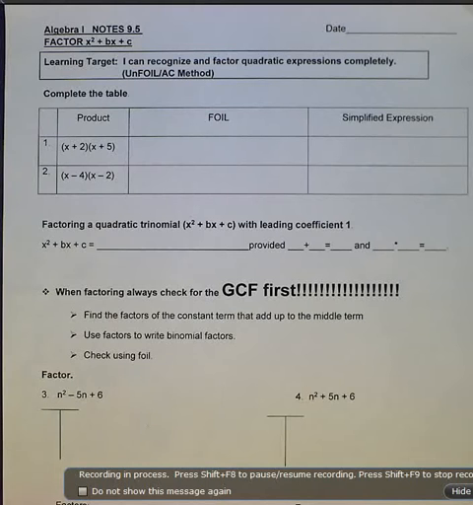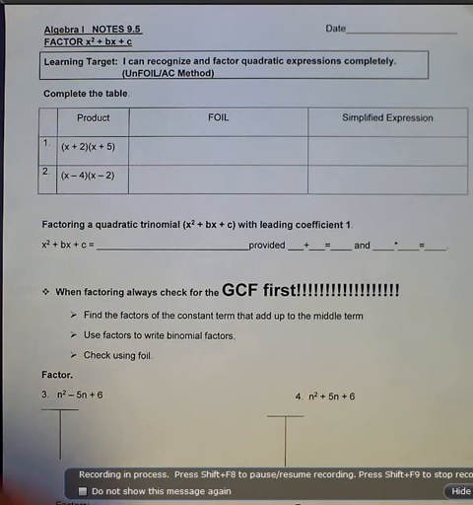Okay, so today we're going to do Notes 9.5. We're going to be able to factor a quadratic trinomial. So we're going to learn what that is. Our learning target is I can recognize and factor quadratic expressions completely. It's called the unfoil or AC method. So a little bit of review.